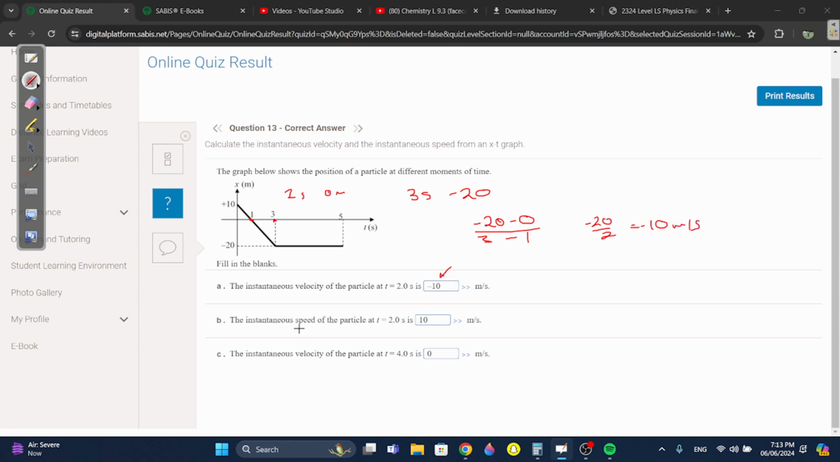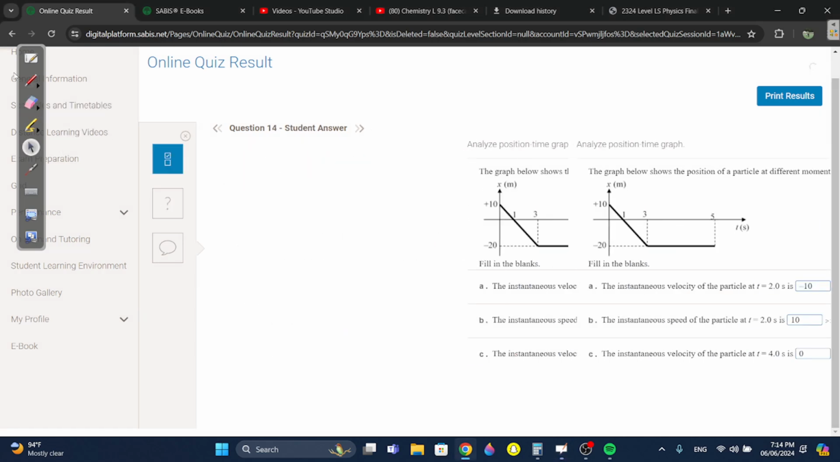The instantaneous speed. What did we say about the instantaneous speed when you have the instantaneous velocity? It's just the positive value, it's the magnitude. So what's the magnitude of negative 10? It's just positive 10. What's the instantaneous velocity at t equals 4 seconds? It's obviously 0. You don't have to calculate it. It's a horizontal line, so of course there's no movement in the position, so the velocity will be 0.